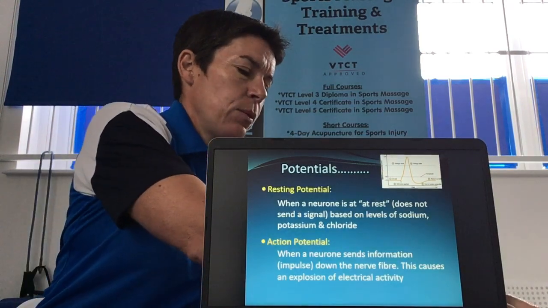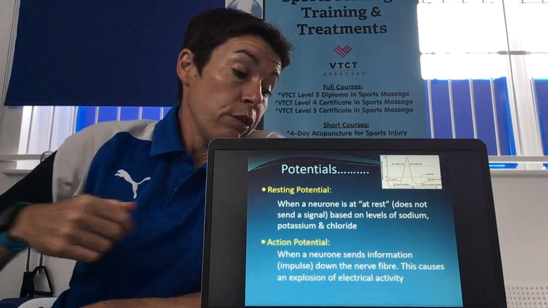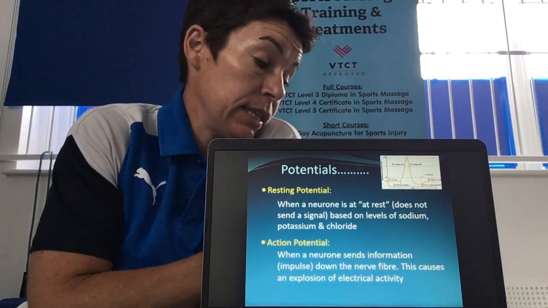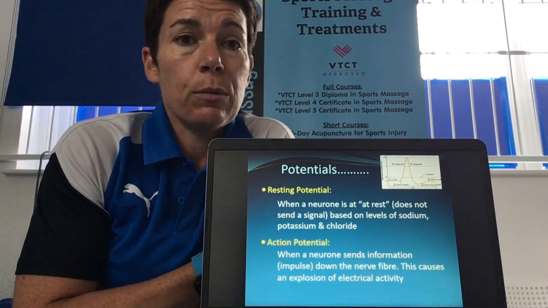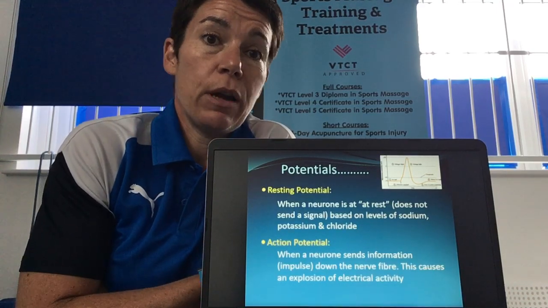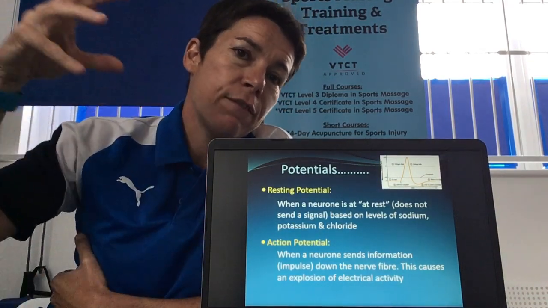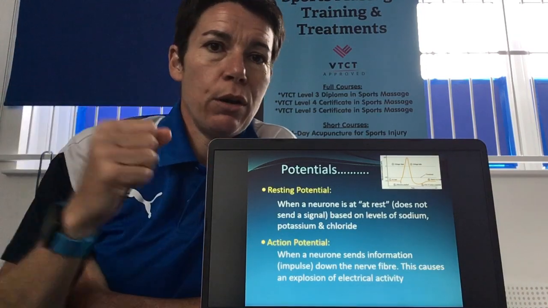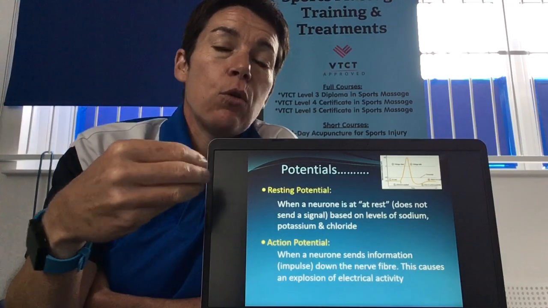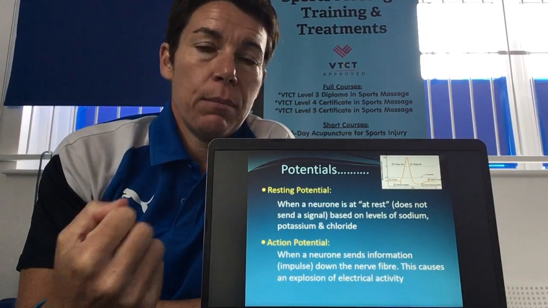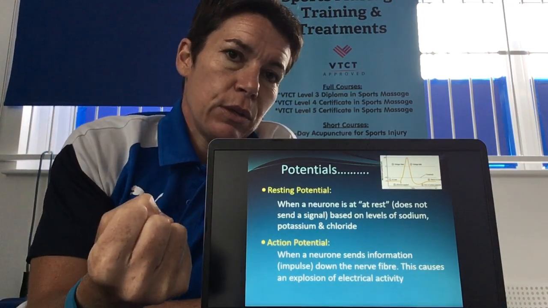Potentials. So I've kind of talked about this already, but the resting potential. When a neuron or nerve is at rest, it doesn't send a signal. So there's no release of chemicals. None of these chemicals will pass across into the muscle fibre, and the muscle fibre won't contract. So it'll be at rest. When there's enough impulse and enough surge, and it does get complicated, but we're not going complicated, there will be some chemical passing across to the muscle fibres. And this will cause the muscle fibre to contract.